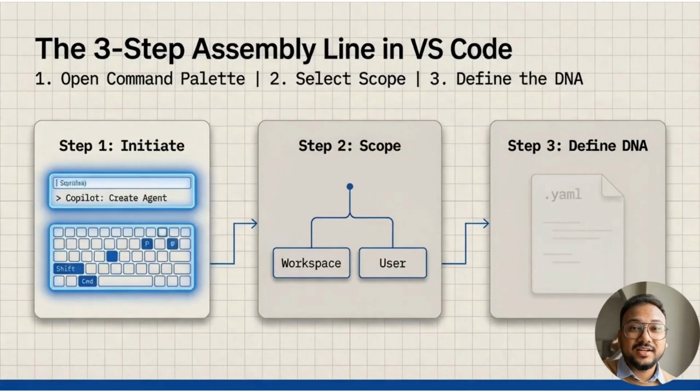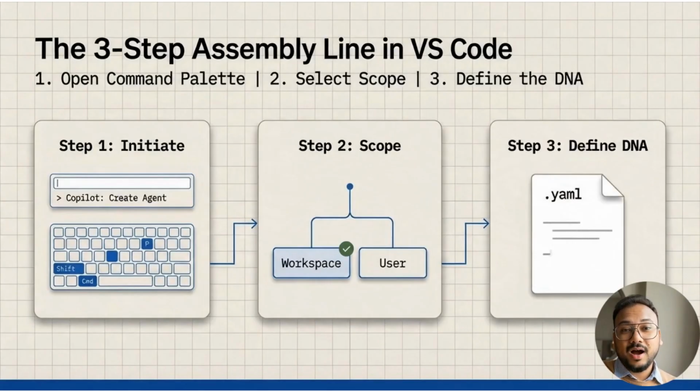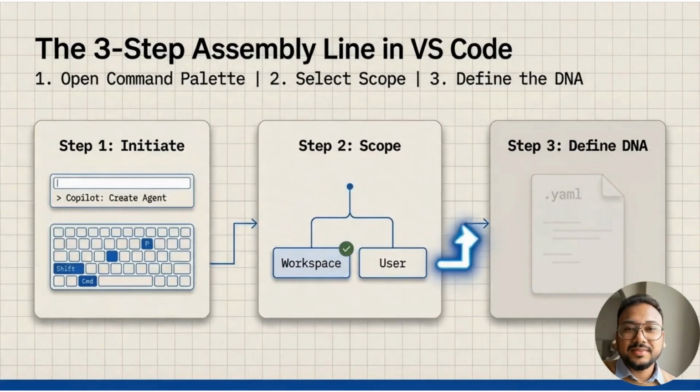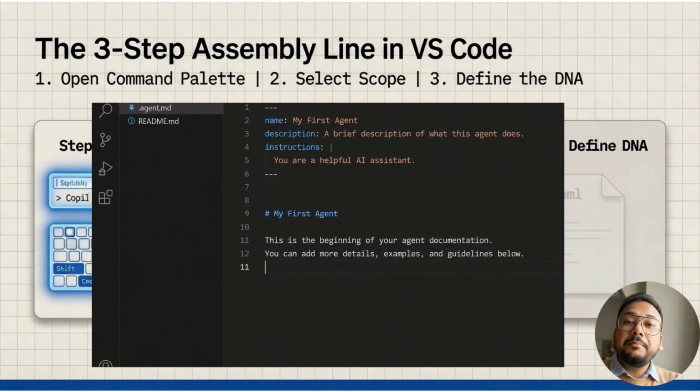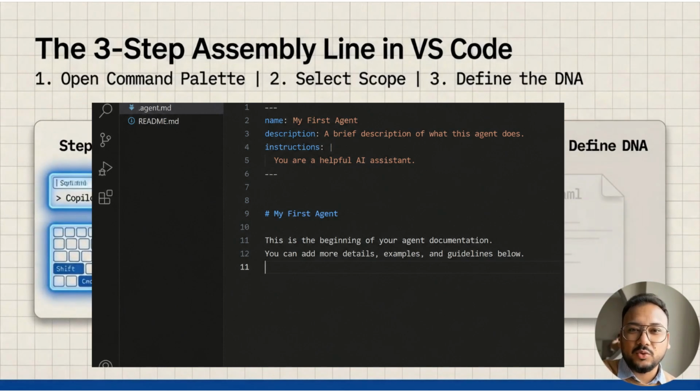VS Code will then generate a template agent.md file for you. This file uses a markdown structure with a YAML front matter block at the top that acts as your agent's DNA. It looks something like this. Name, my first agent. Description, a brief description of what this agent does. Instructions, you are a helpful AI assistant. Your instructions go here. Be as specific as you want.